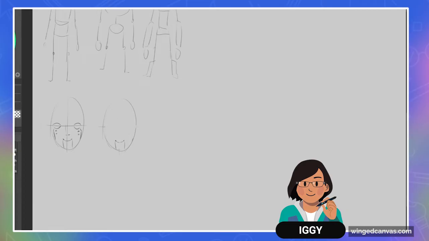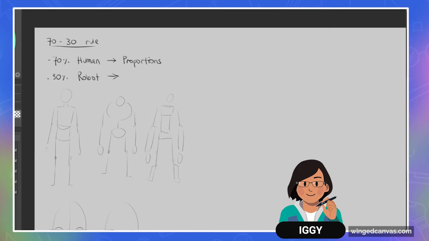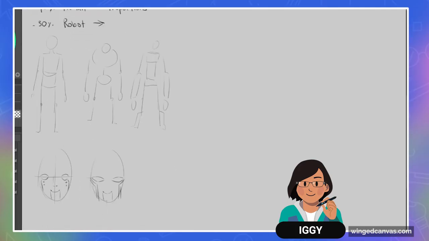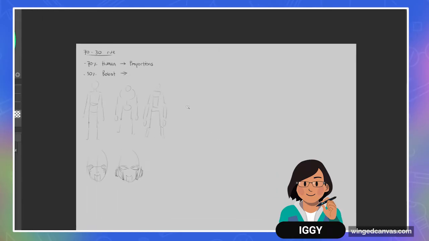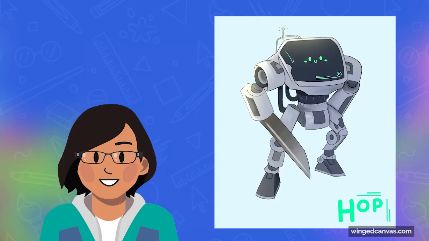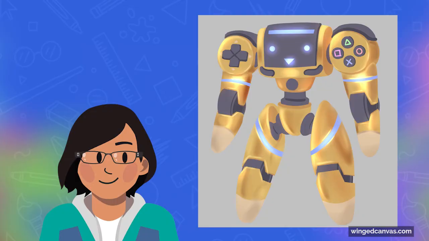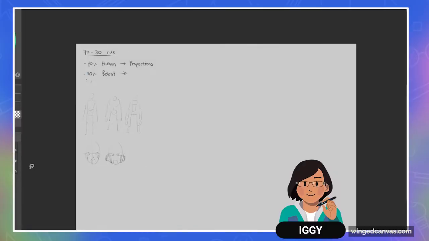And then don't just make it human-like. This is where the other 30% comes from. Maybe they look like they're wearing a helmet or something. It could be for anything. It doesn't have to be just 70% human and 30% robot. This rule is actually used for designing buildings too, for shows and stuff. Let's say it's 70% modern and 30% fantasy, something like that. So yeah, keep the 70-30 rule in mind.